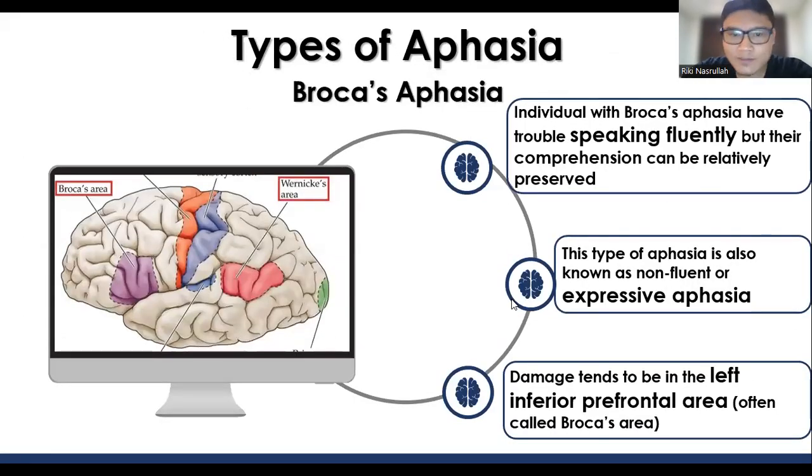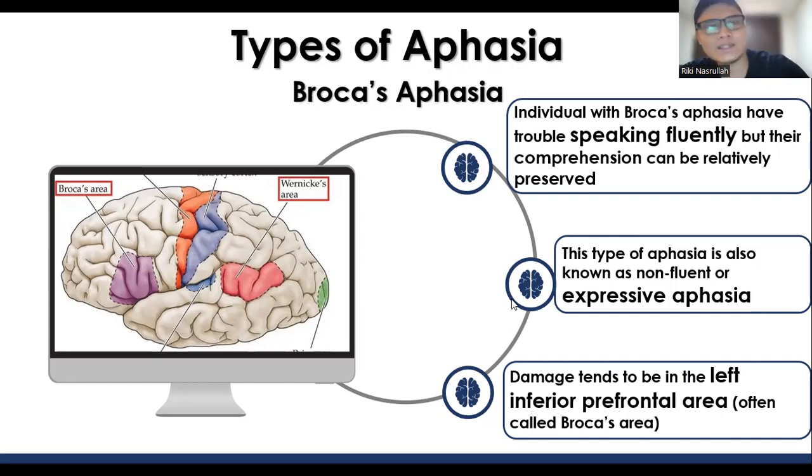Let's get started with Broca's aphasia. Individuals with Broca's aphasia have trouble speaking fluently, but their comprehension can be relatively preserved. They have difficulty in language production, so this is usually called non-fluent or expressive aphasia because they cannot fluently express themselves. This is an inability to speak what you are trying to convey. The damage tends to be in the left inferior prefrontal area. This is often called Broca's area, not a precise area in every brain, but in that left inferior prefrontal area. Generally, as you can see here, it is a pretty large area that can contain Broca's area.